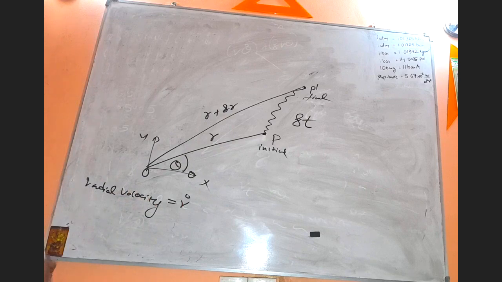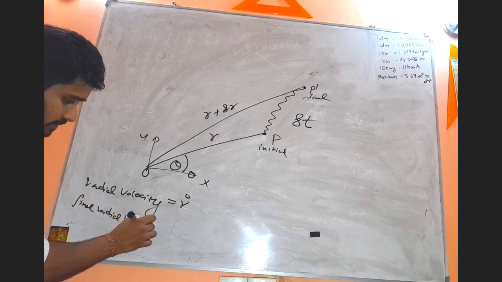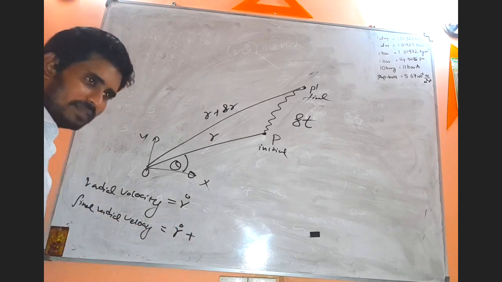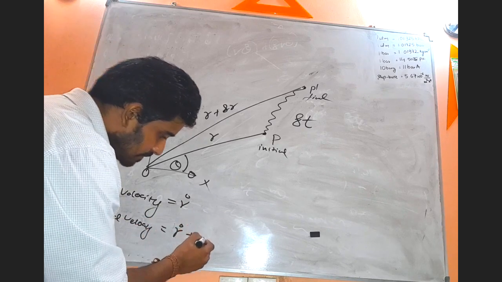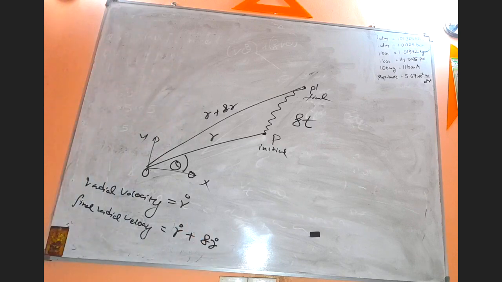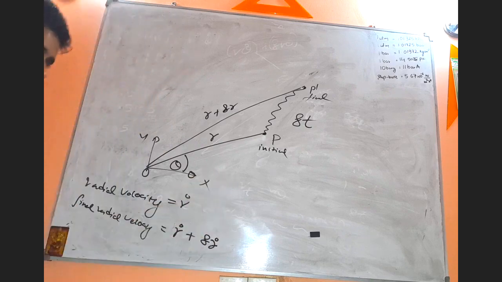Then what is the final radial velocity? Final radial velocity, so let's call it r dot plus delta r dot. So that is the final radial velocity, r dot plus delta r dot.